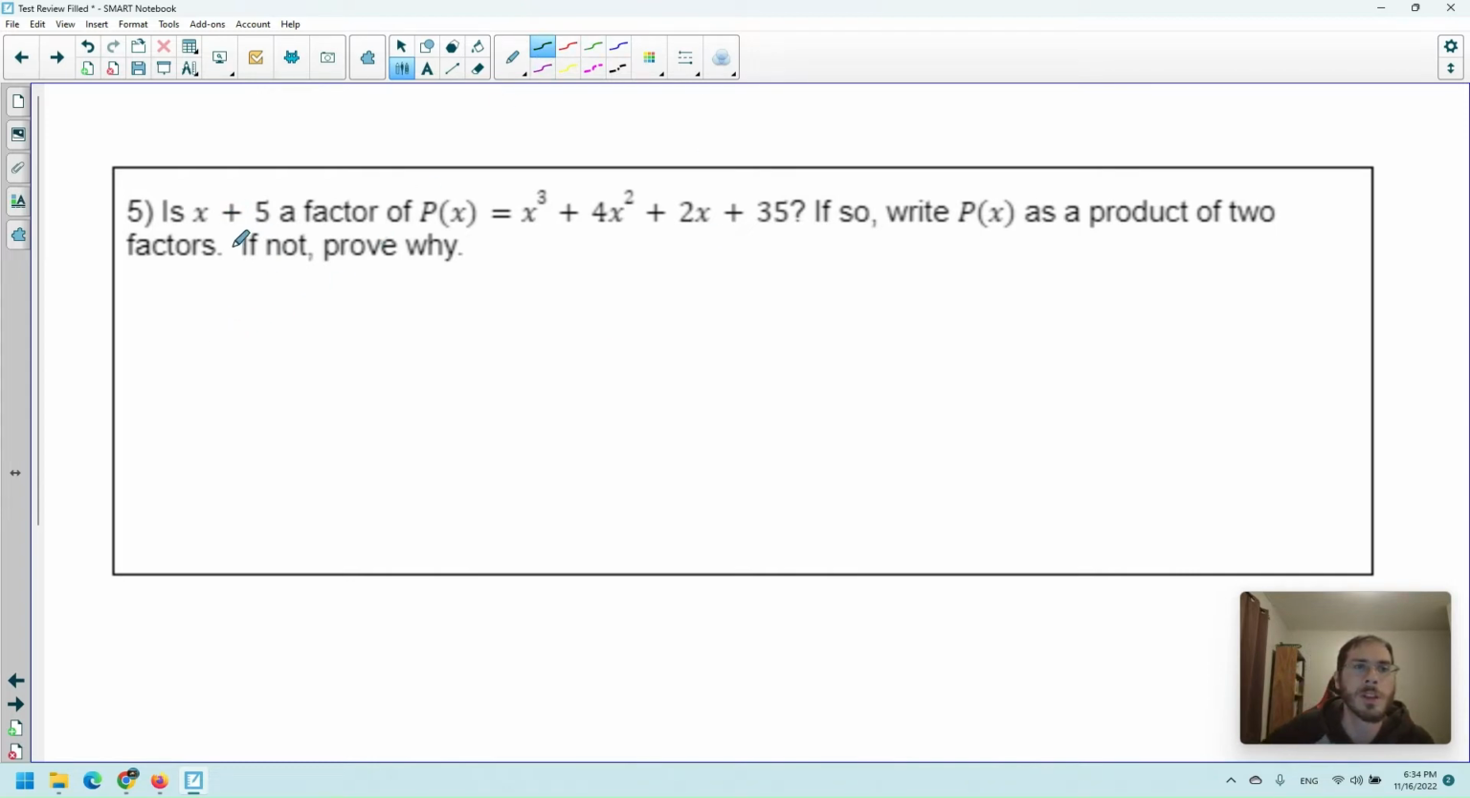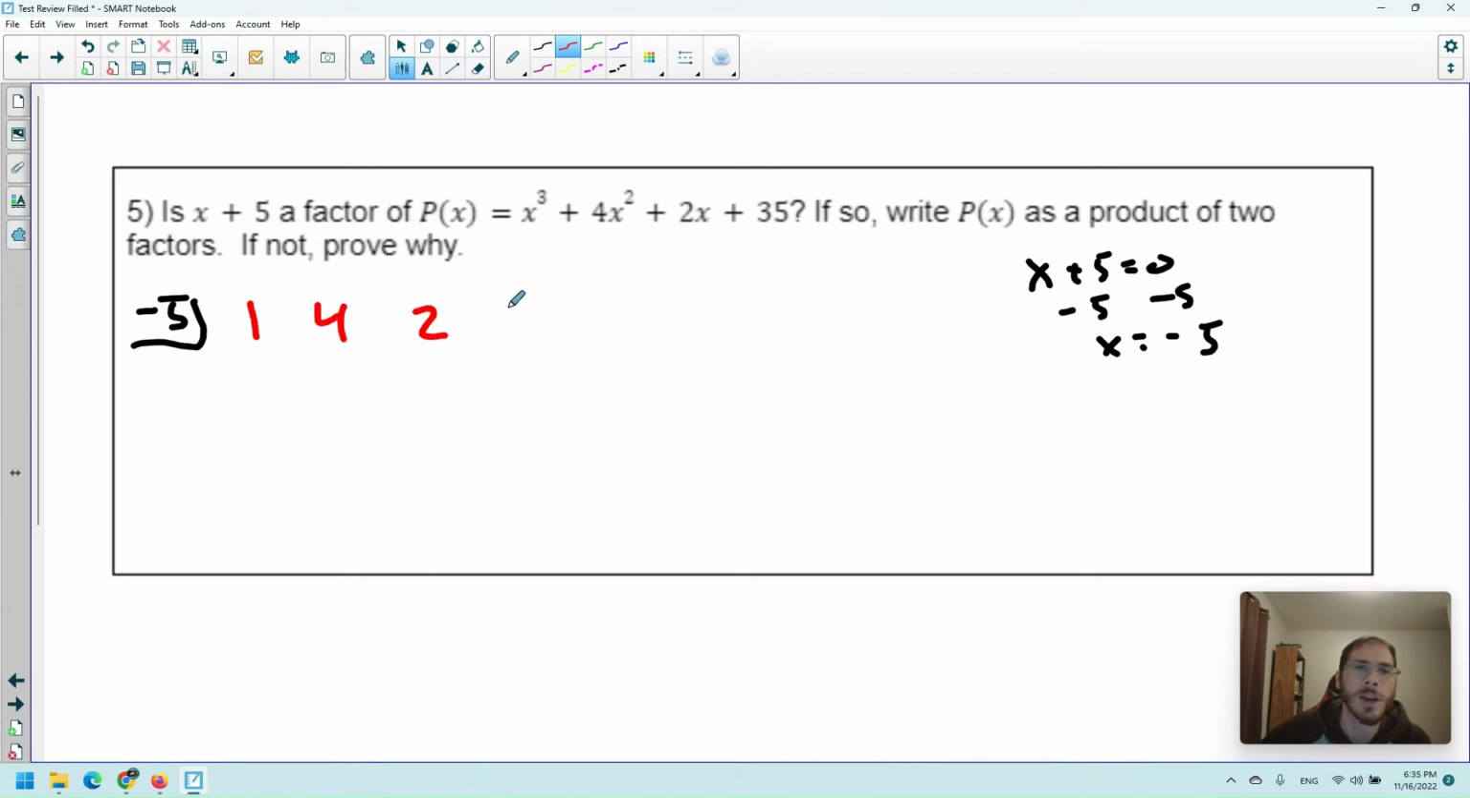Probably most people are going to say, you know what, I kind of like the synthetic division. So let's do x plus 5 equals 0. Subtract 5 to find out what x is. X is negative 5, so negative 5 is going to go in our box. From the equation, I've got 1x to the third. I've got 4x squareds. I've got 2 x's. And then I've got 35 as my number. So what we do is we bring down the 1.